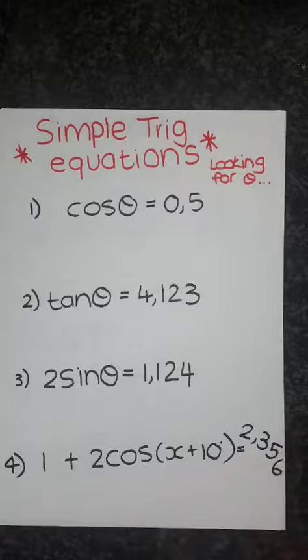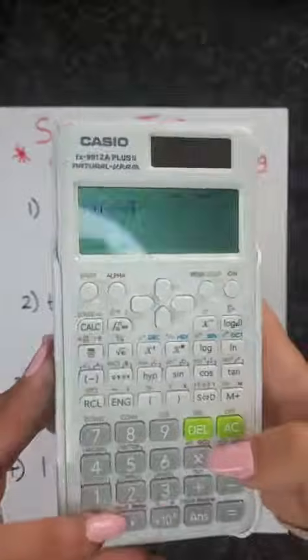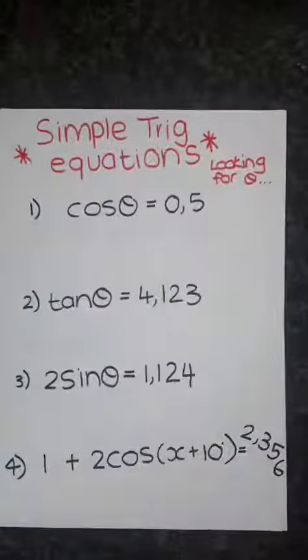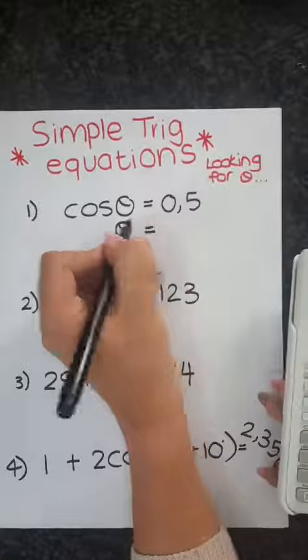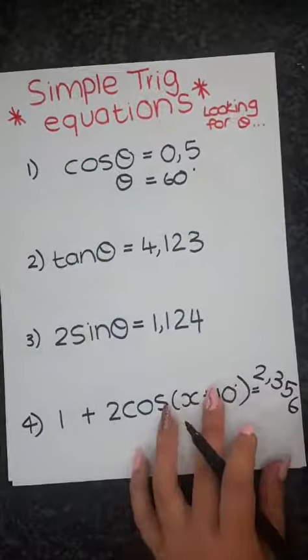I must remember to do shift. So cos theta equals 0.5. So I do shift cos 0.5 equals 60. And when we do special angles, you guys will know this immediately. Theta equals 60 degrees.